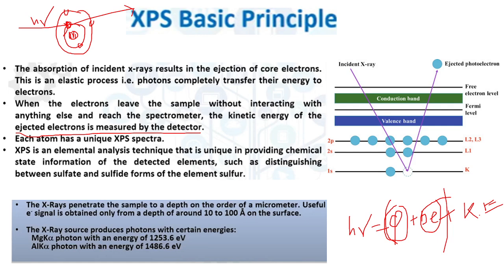So when it is ejected from the core shell, how much energy does it have? It is ejected from the shell after collision with hν, and the energy will be applied as kinetic energy when it is ejecting. Some energy must be lost as heat, but the maximum energy will be converted to kinetic energy after overcoming the work function and binding energy. And that kinetic energy is what we are measuring.